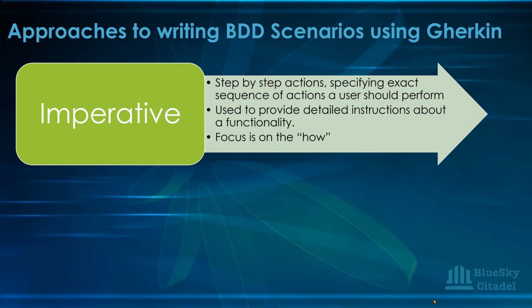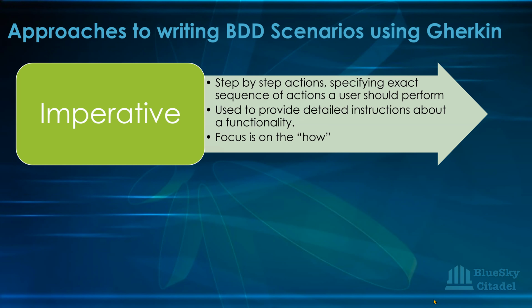It describes a step-by-step action taken by a user to achieve a particular outcome. It gives a detailed specification of exactly what needs to happen and the specific actions the user needs to take. So in there, I've said step-by-step actions, specifying the exact sequence of actions a user should perform. It's used to provide detailed instruction about a functionality, and it focuses on the how. So that's the imperative Gherkin.